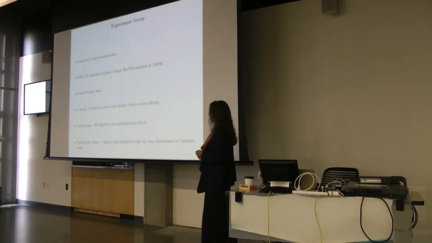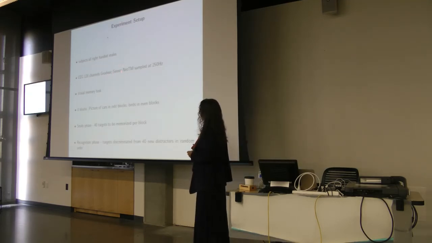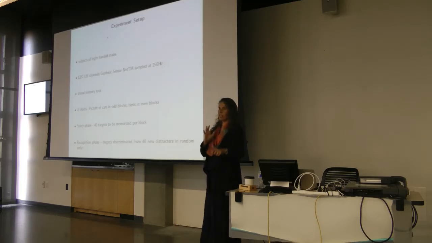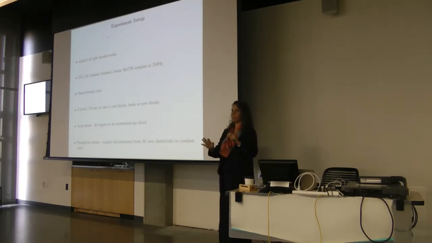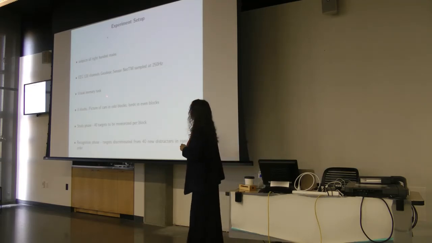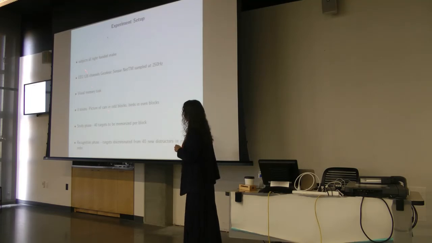This is data from the original experiment, so the subjects are all right-handed males. They're all male because they were interested in issues of car experts and bird experts, and it's really hard to find a female car expert. So all the subjects were males. These are detailed visual memory tasks, 8 blocks, with pictures of cars in odd blocks and birds in even blocks.